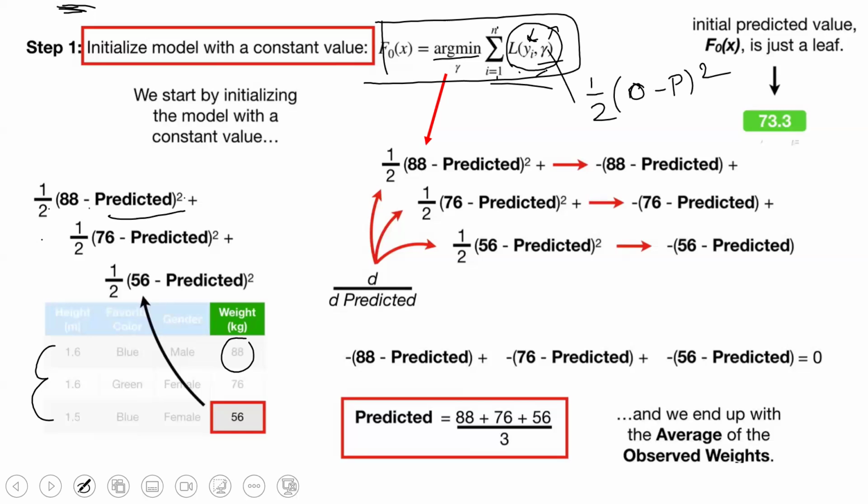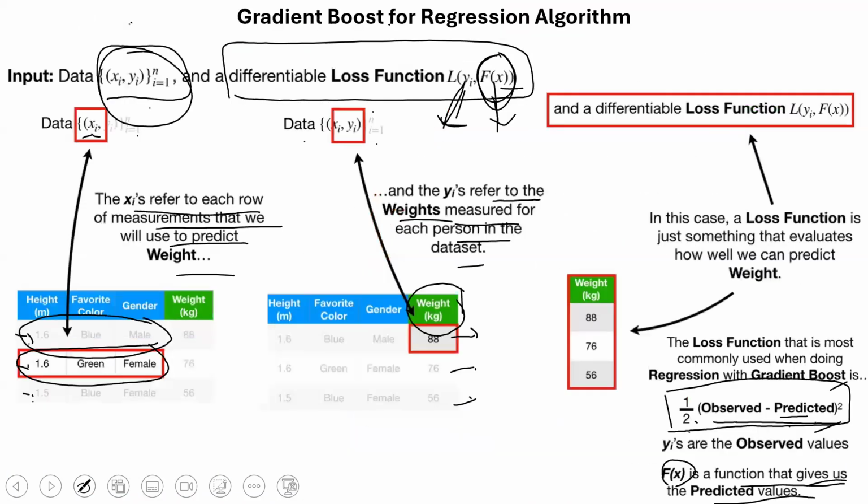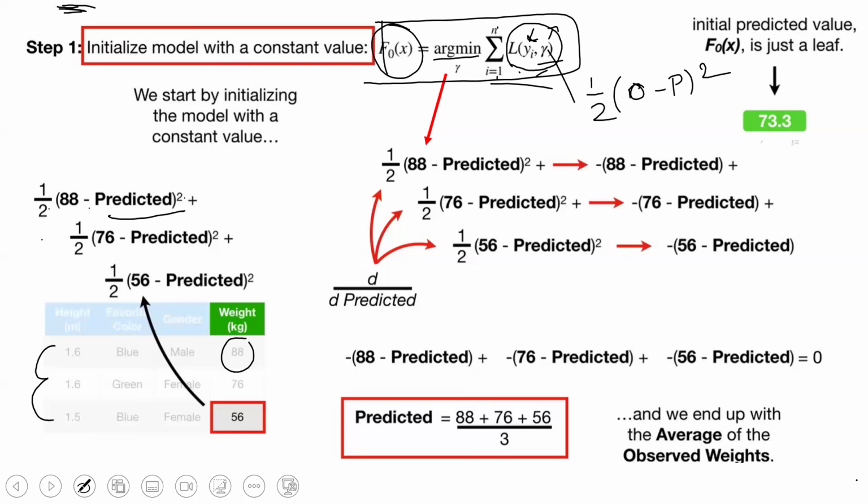So we want to find f naught of x, the function that gives the predicted value. We are trying to initiate the model with a constant value. So I'm expanding this loss function now: 1/2 into (88 minus prediction) whole square, plus 1/2 into (76 minus predicted) whole square, plus 1/2 into (56 minus predicted) whole square.